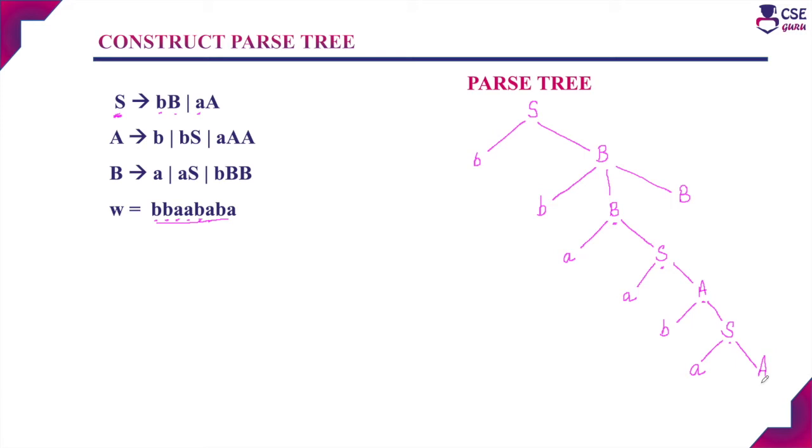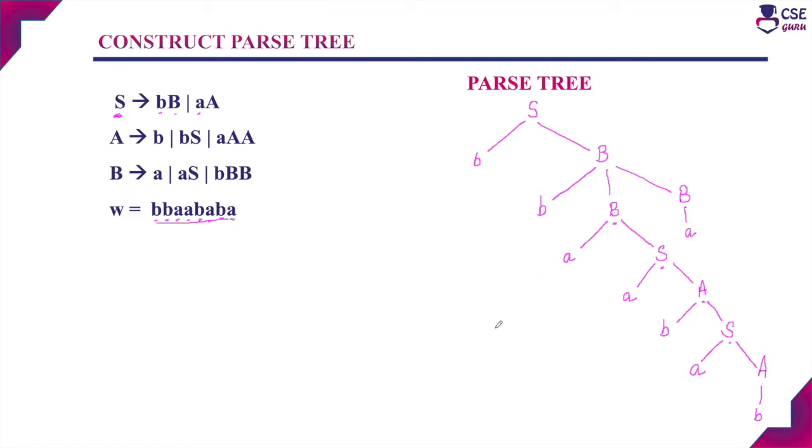So the next non-terminal is A and the next character we have to get is b. So apply the production rule A tends to B. And the next non-terminal is B. Only one character we have to get, that is a. So apply the production rule B tends to A.